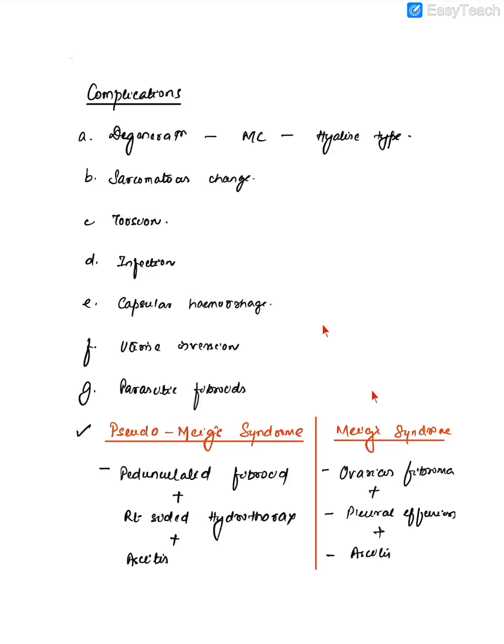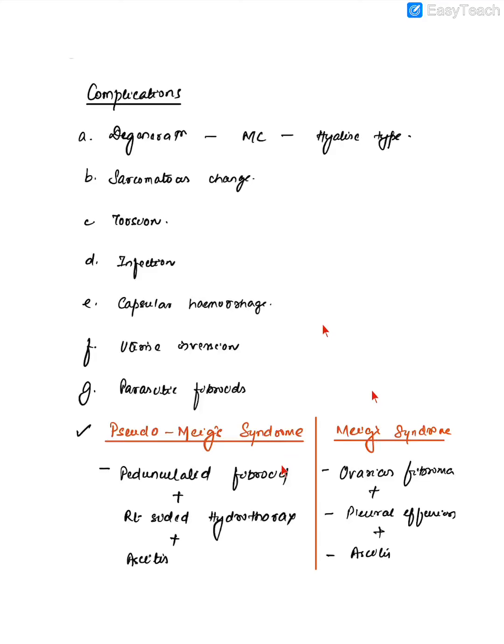The pedunculated fibroids can sometimes undergo torsion. There is a chance of infection of a prolapsed or pedunculated fibroid. Sometimes there might be hemorrhage or bleeding into the pseudocapsule of the fibroid, and a fundal submucosal fibroid increases the risk of uterine inversion, and a pedunculated subserosal fibroid can sometimes get cut off from the uterus and implant on the omentum and become a parasitic fibroid.